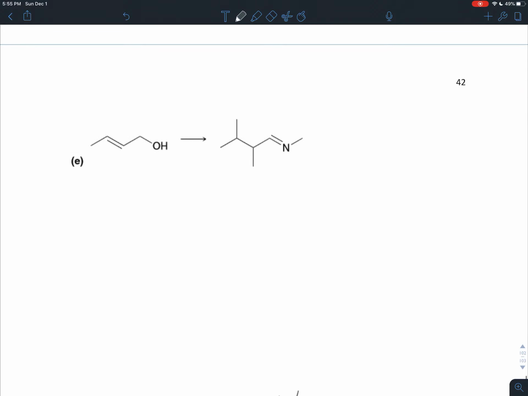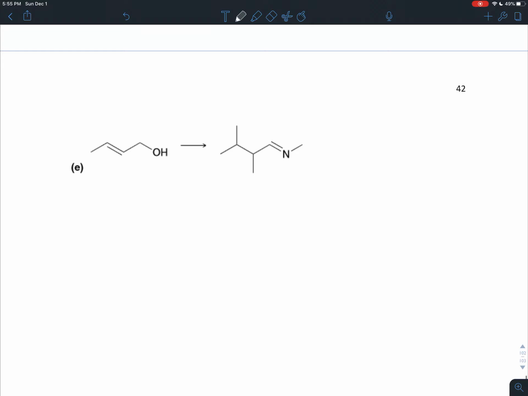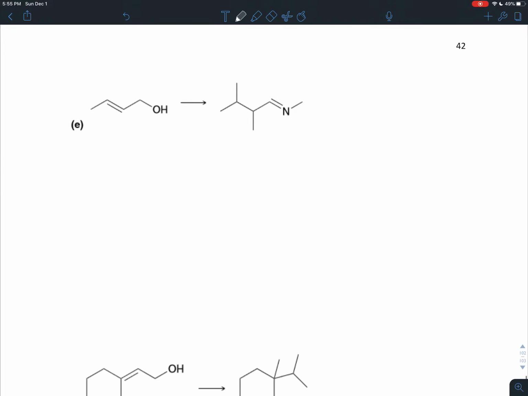Okay, let's try E. So for E, in this one, you notice that you have an unsaturation. You don't really have an alpha-beta unsaturation because you don't have a carbonyl, but we could easily get a carbonyl out of this. Let's say we oxidize that. Now, we could oxidize it to an aldehyde or a carboxylic acid because it's a primary alcohol. This OH is bonded to a carbon that's only bonded to one other carbon. So it's a primary alcohol.